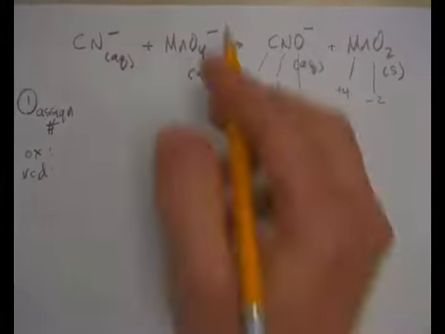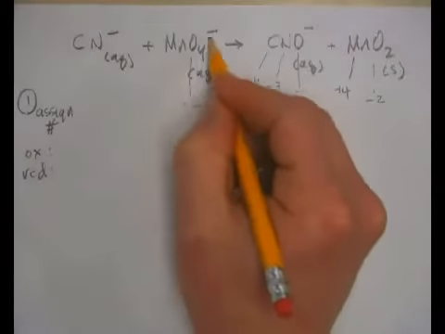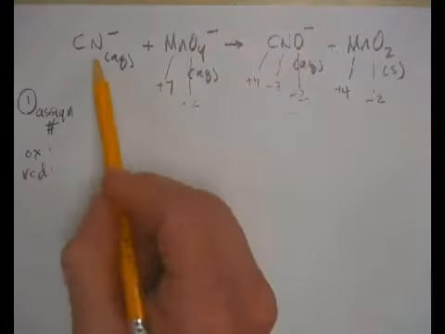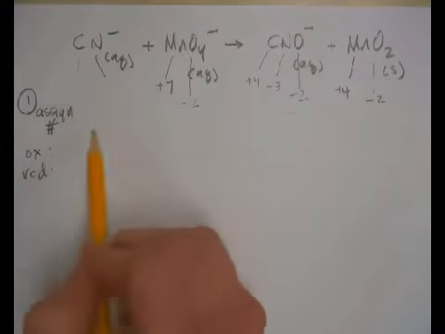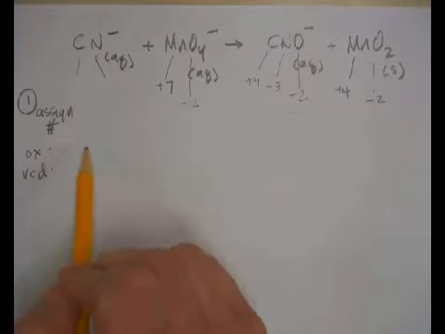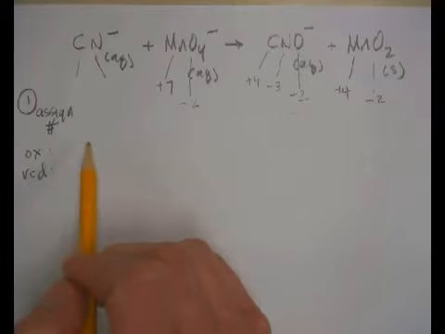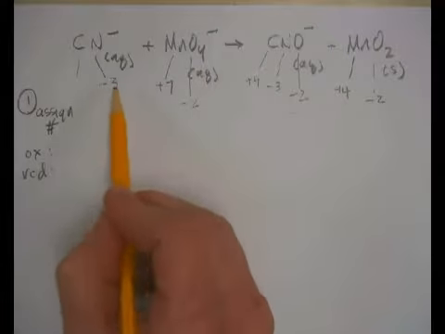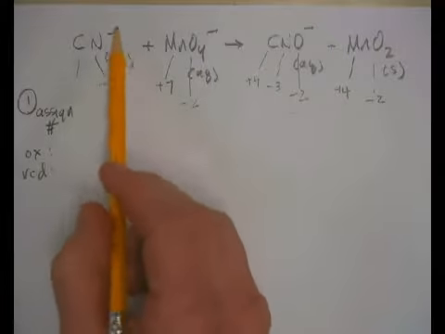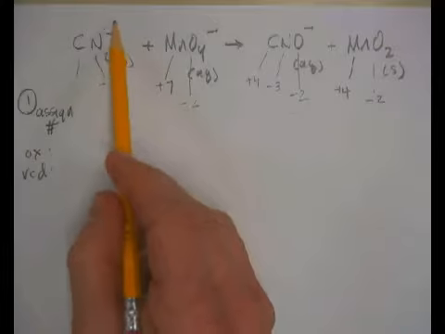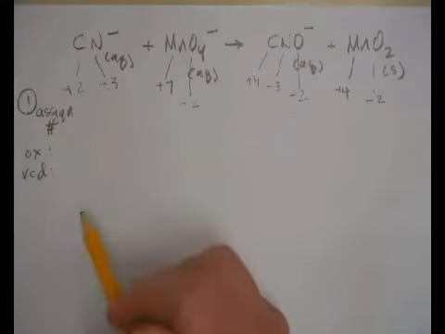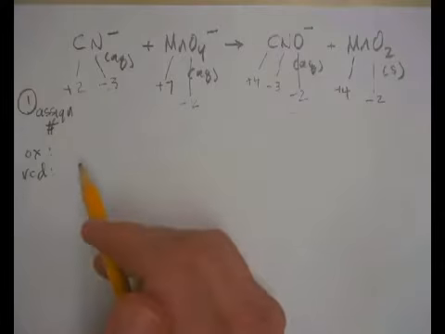Okay, next, over here on this side, oxygen's -2. There's 4 of them, so that's -8. So that must mean manganese is +7. And then over here, same guess. I'm going to make a guess that nitrogen's -3 right here. And if I guess that nitrogen's -3 and this is -1, that means carbon's got to be +2 on this side.